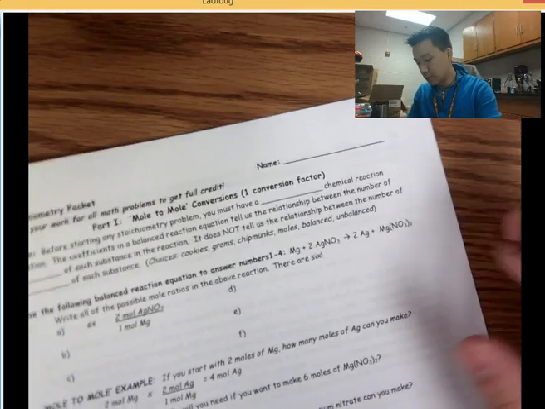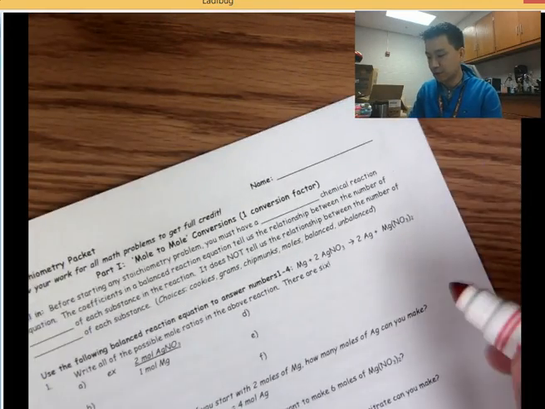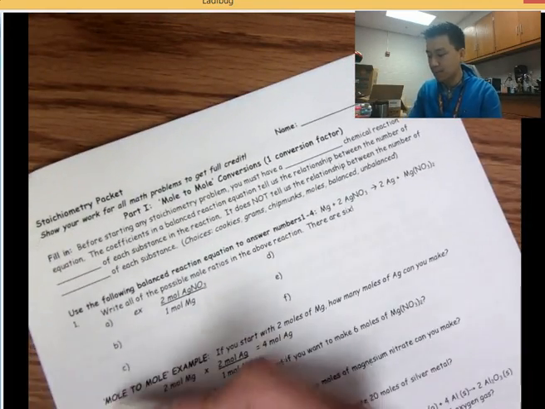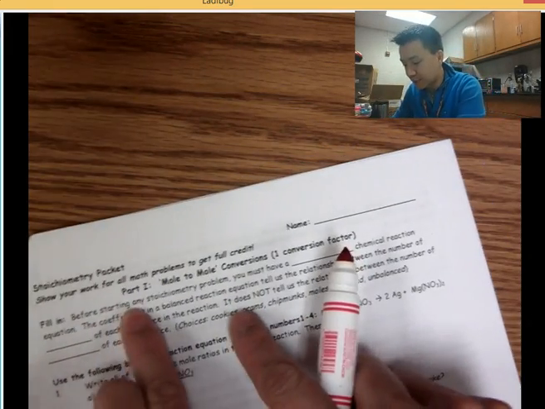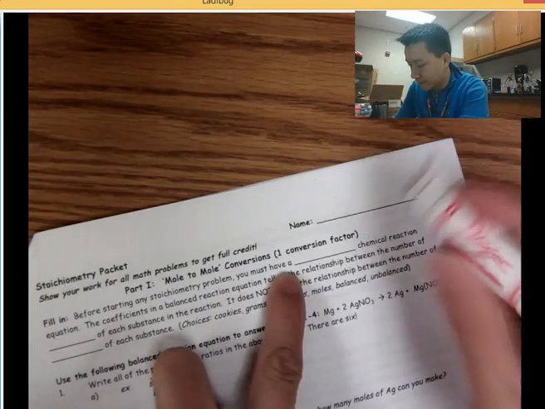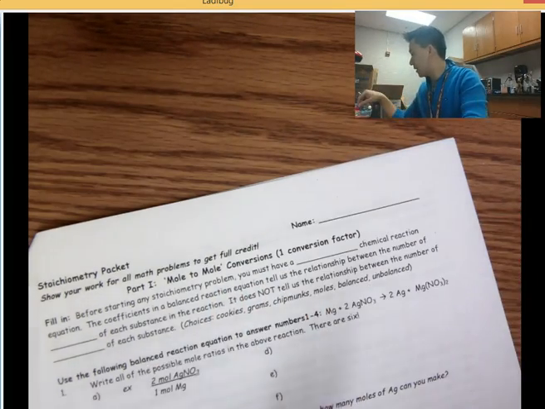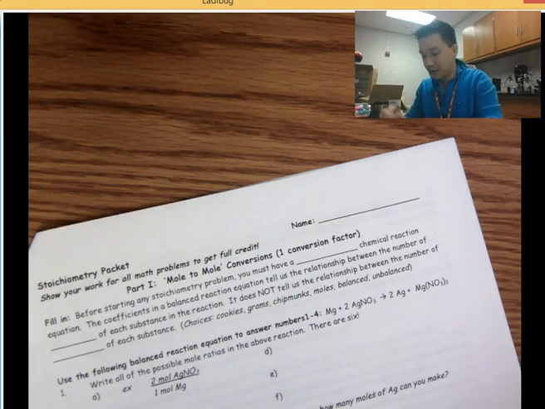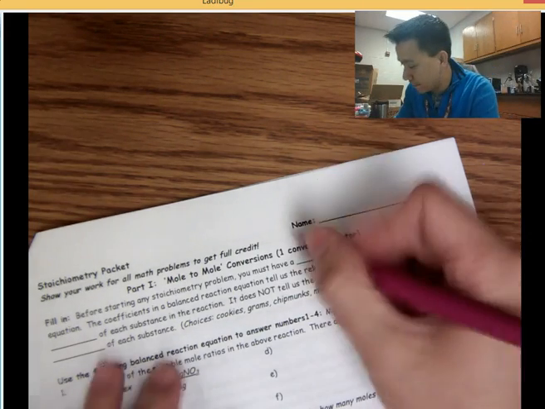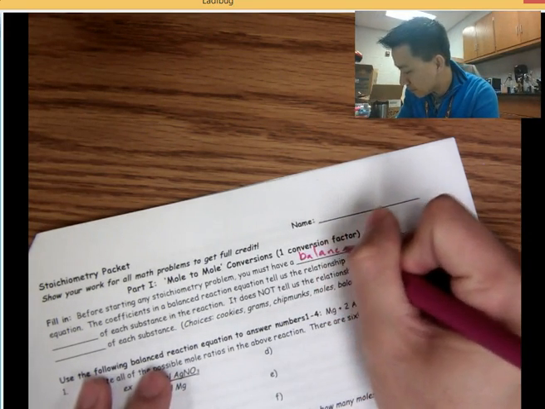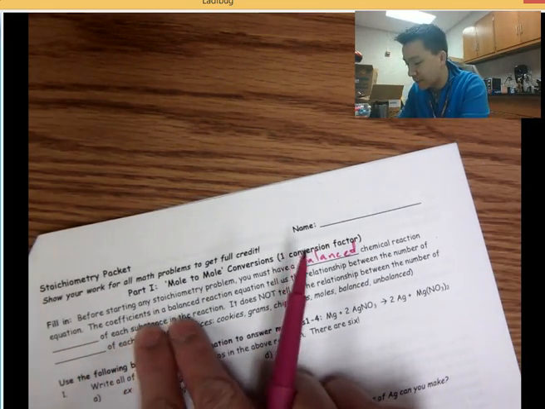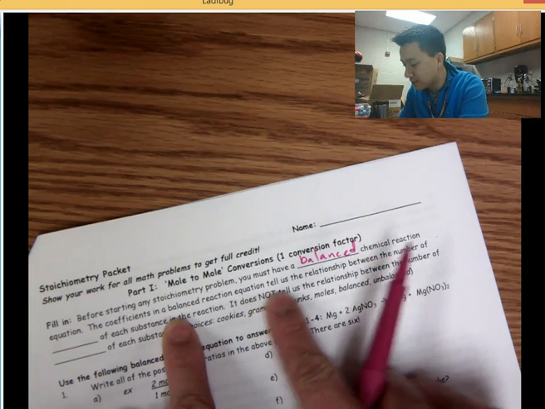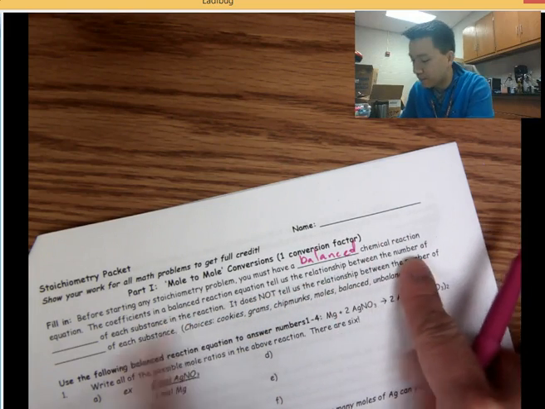Alright, in this lesson I will go over this first part, stoichiometry, mole to mole. Alright, we'll fill in the blank here. Before starting a stoichiometry problem, you must have a balanced chemical equation. Find a nicer pen here, I can write in that line. A balanced chemical reaction equation. The coefficients in a balanced reaction equation tell us the relationship between the number of moles.